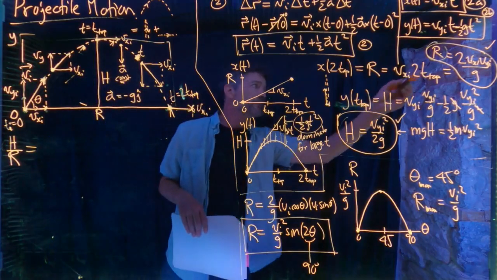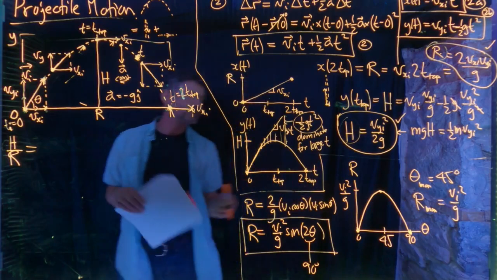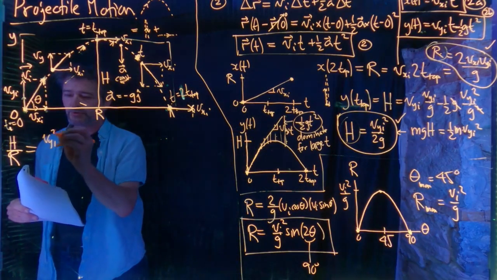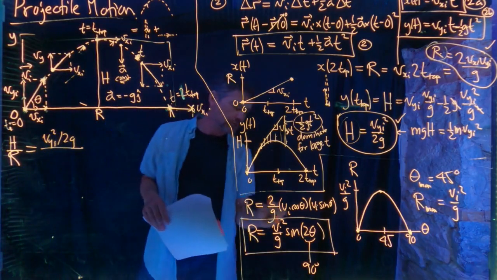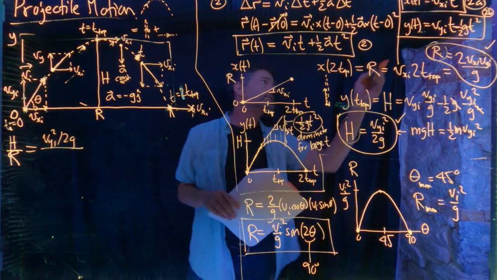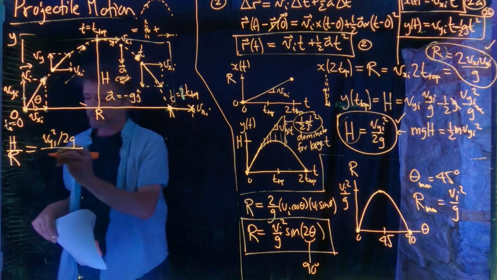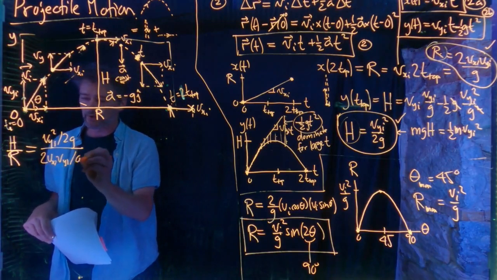Here's our general expression for h: vy initial squared divided by 2g, divided by the range. Let's use this formula for the range, twice the product divided by g. So it's twice vx initial times vy initial, divided by g.